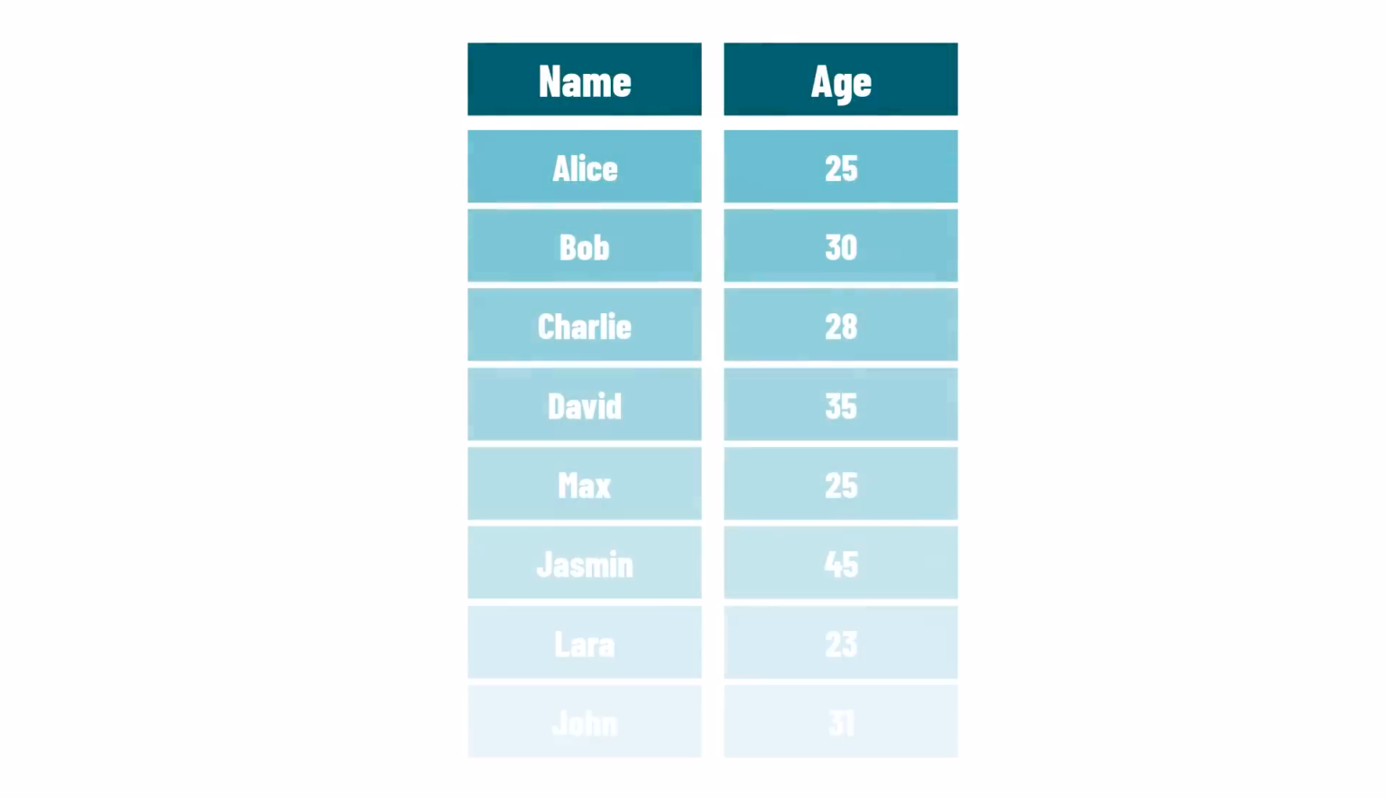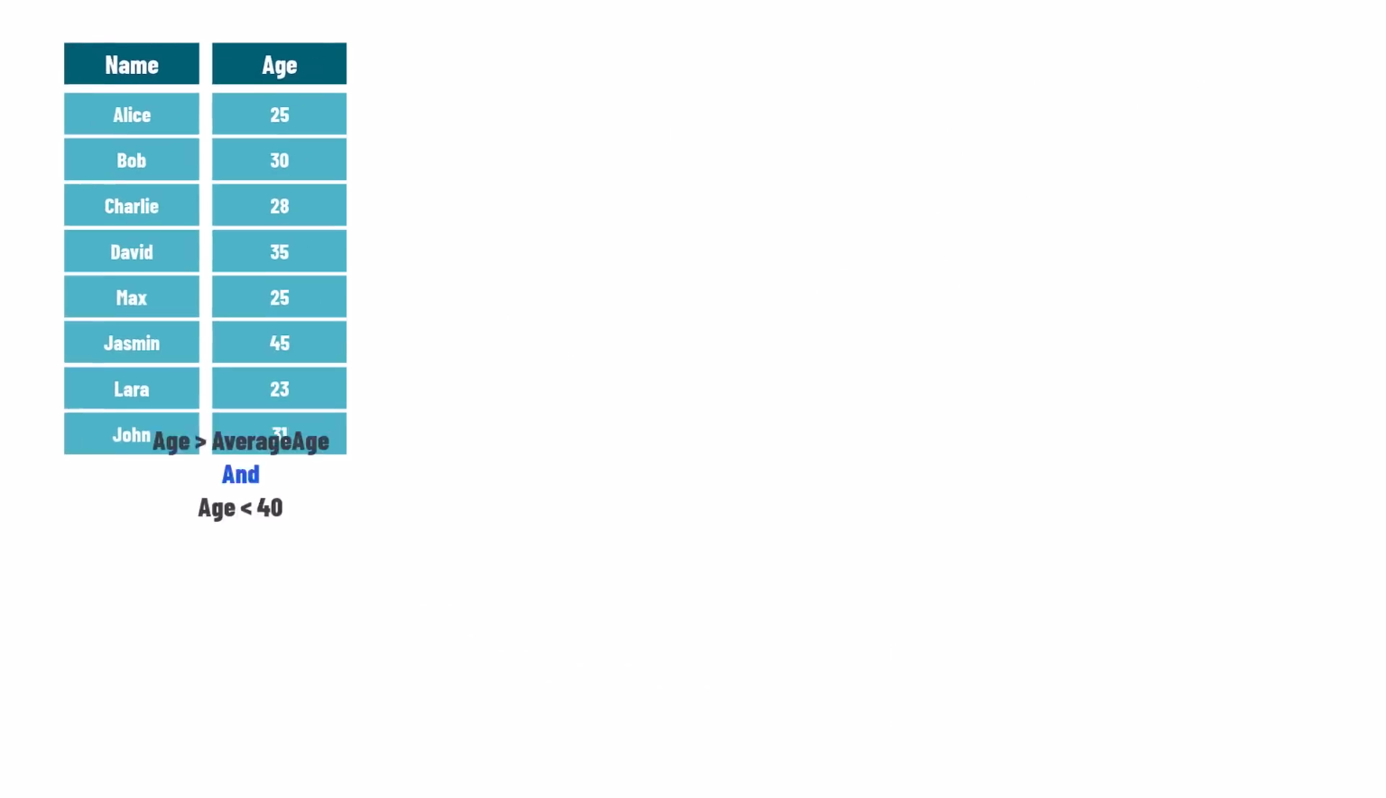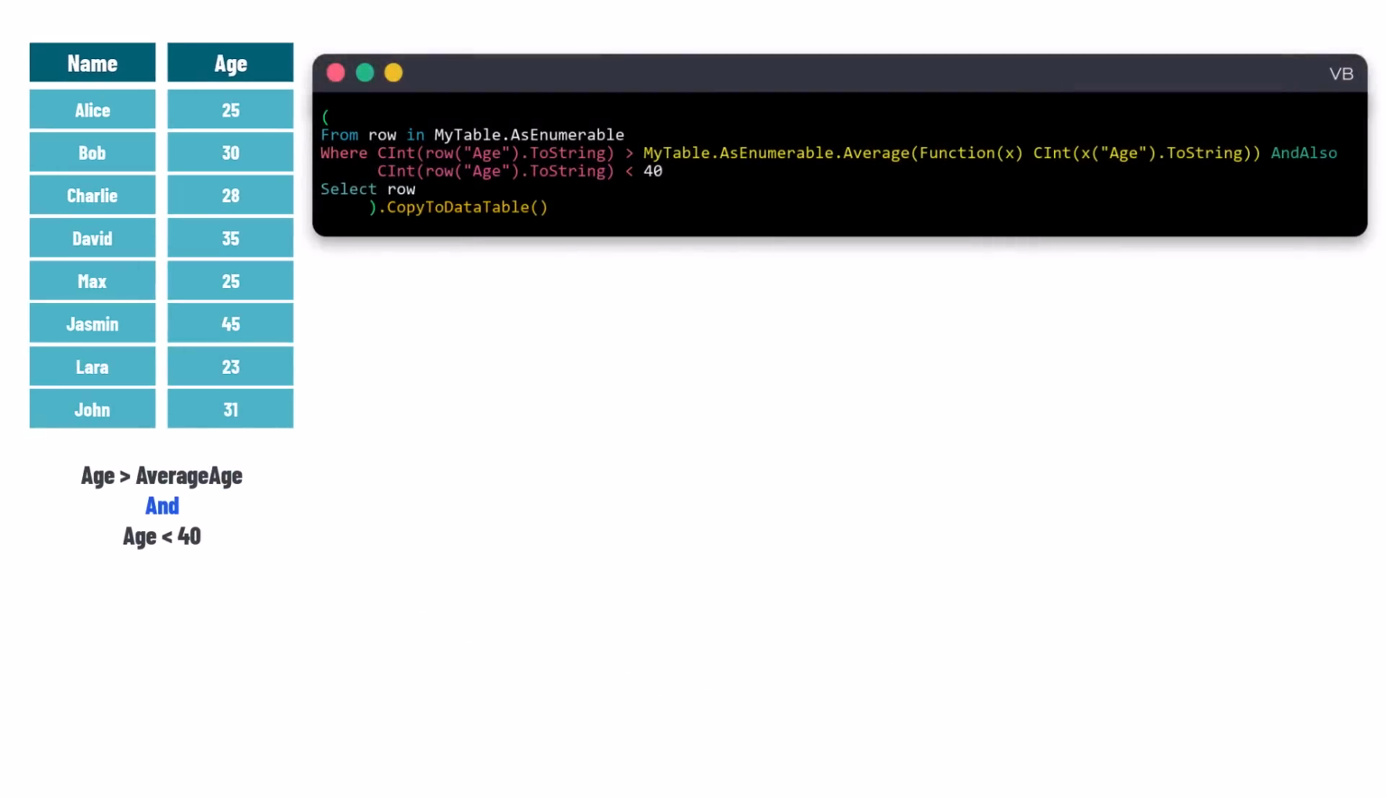I have the following table. Suppose I want to filter the table to retrieve only the rows where the age is greater than the average age of the whole table, and smaller than 40. I will do that without using the let clause. Here's the query using mixed syntax.